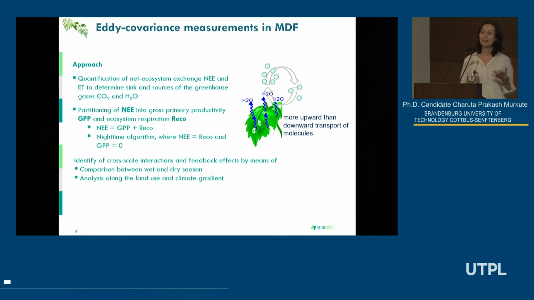Nonetheless, we have the net ecosystem exchange, and we need to partition this net ecosystem exchange into its gross components. That means the gross primary productivity, GPP, and ecosystem respiration. That means we have to partition the balance between both, and with the final data, we can then identify cross-scale interaction and feedback effects by means of comparisons between wet and dry season, and with the stations here in the rainforest also the analysis along land use gradient and the climate gradient.